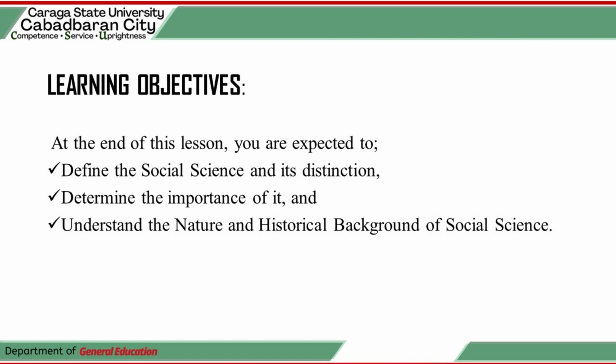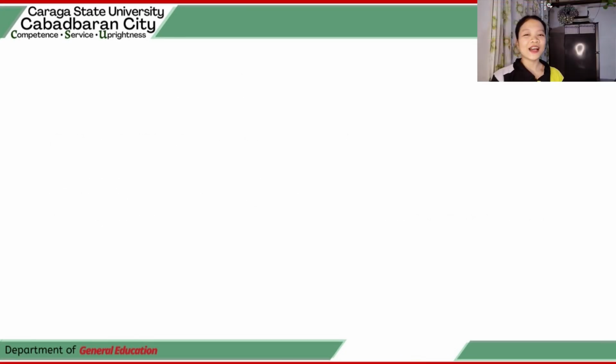The learning objectives. At the end of the lesson, you are expected to define the social science and its distinction, determine the importance of it, and understand the nature and historical background of social science. So, what comes in your head when you hear the word social science? Today, we would like to share with you our knowledge.